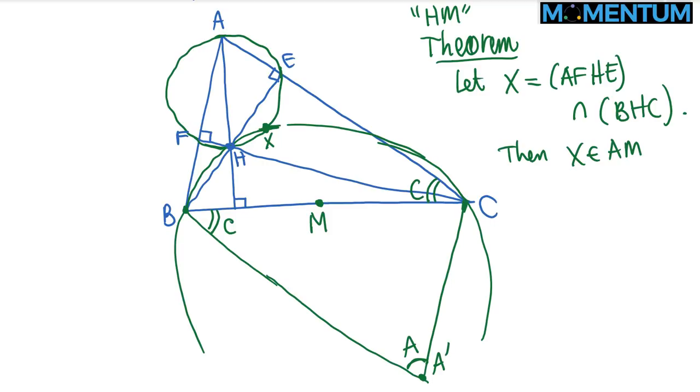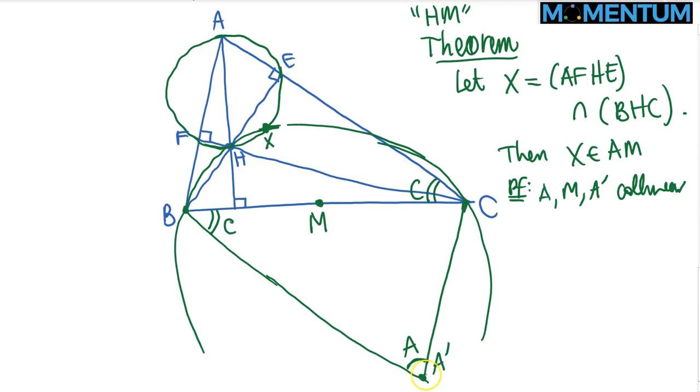Well, first, because it's a parallelogram, the diagonals bisect each other, and because M is the midpoint of segment BC, I think it's clear that AA prime, the diagonal, goes through M, right? So therefore, we have A, M, A prime are collinear. So this is the beginning of the proof.